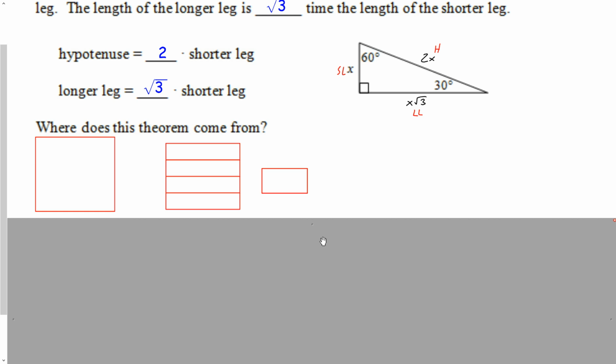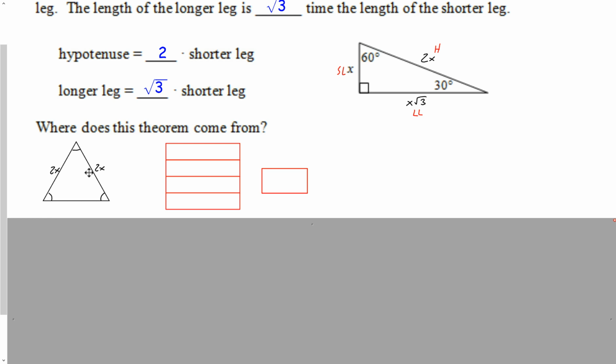A lot of people want to say that a 30, 60, 90 triangle always comes from a rectangle, since the 45, 45, 90 came from a square. It actually always comes from an equilateral triangle. So we know that an equilateral triangle is always equiangular as well, so I've marked the angles to be congruent. Now, if I know this is equilateral, I know all the sides are congruent. So I'm going to label those two sides as 2x.